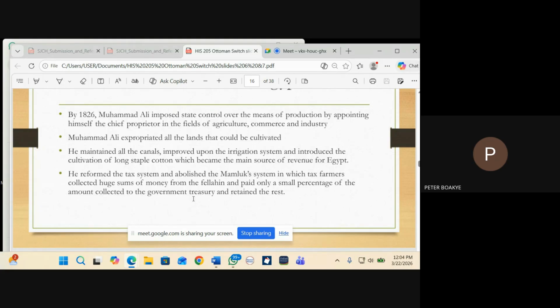So he maintained all the canals. He made sure that the canals were maintained, improved upon the irrigation system, and introduced the cultivation of long staple cotton, which became the main source of revenue for the Egyptians.